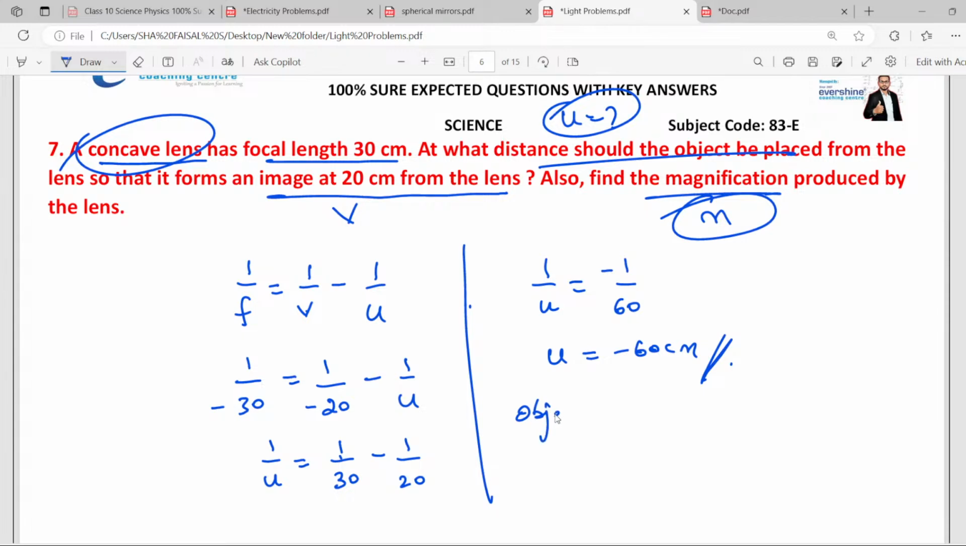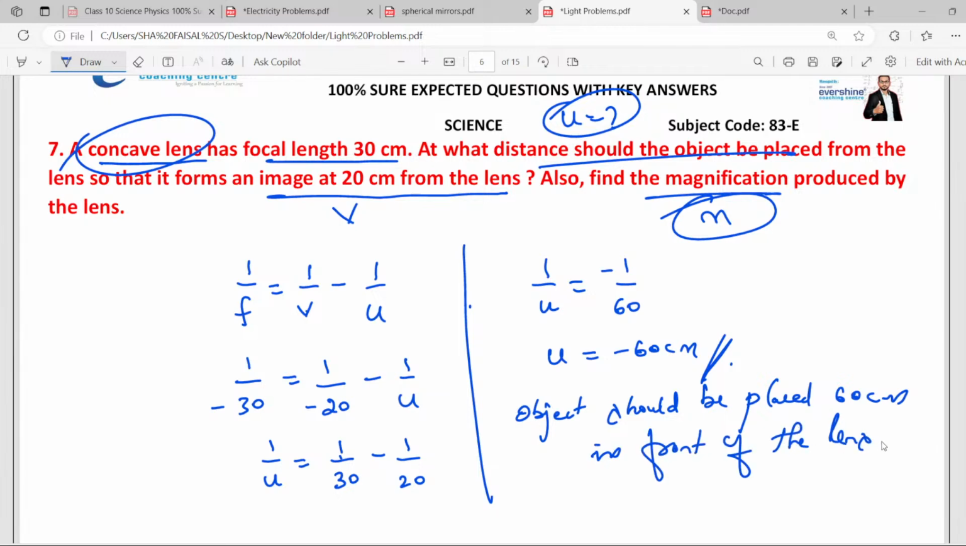Same thing. So the object should be placed 60 centimeter in front of the lens. In front of the lens. At what distance we have to keep? So this is the comment you should give.